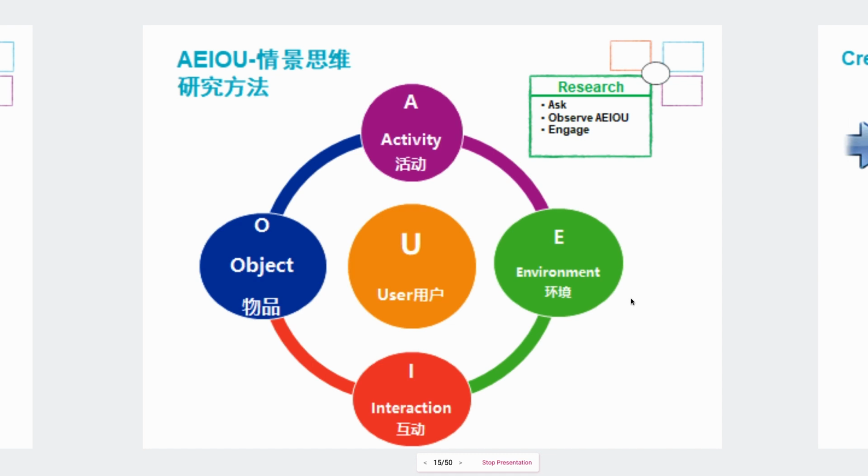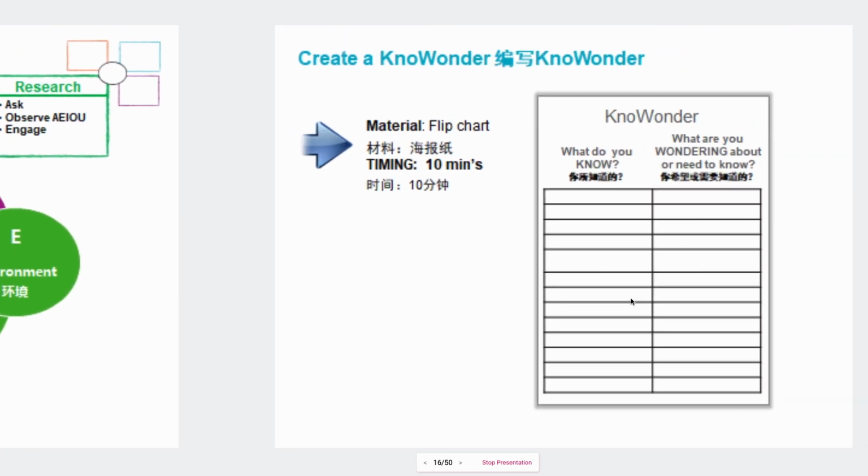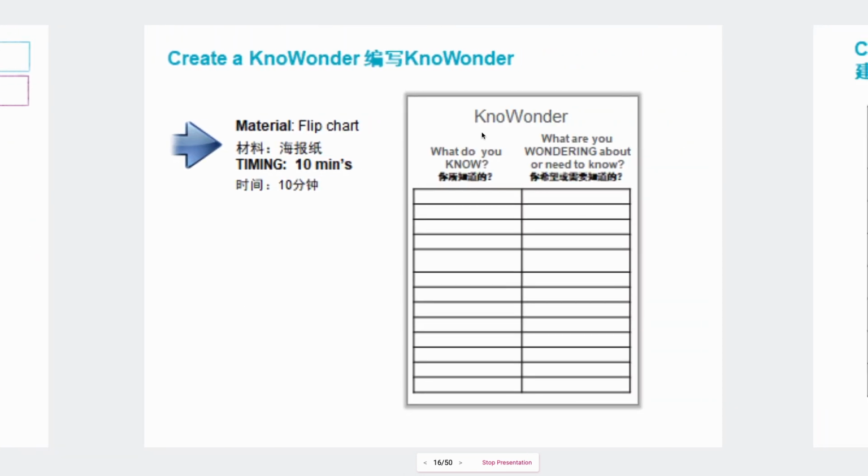Okay, then we use the Know-Wonder list. The Know-Wonder list has two parts. The first part is what do you know? What do you know currently? And what are you wondering about or need to know? So this part is really focused on what you are wondering about or need to research.